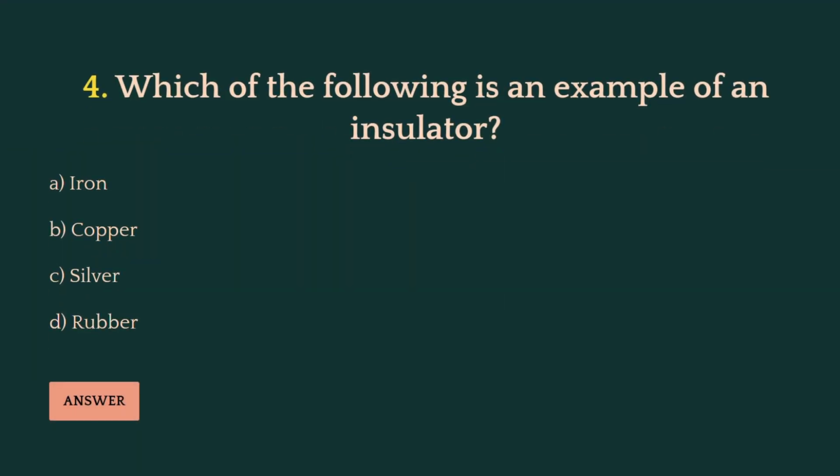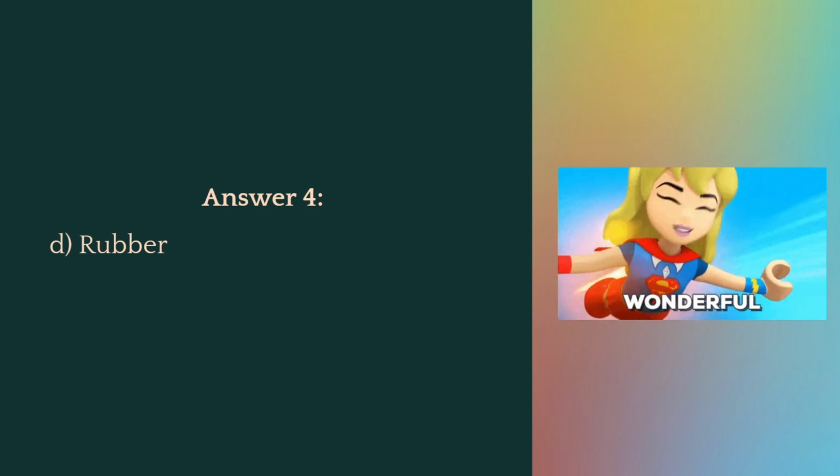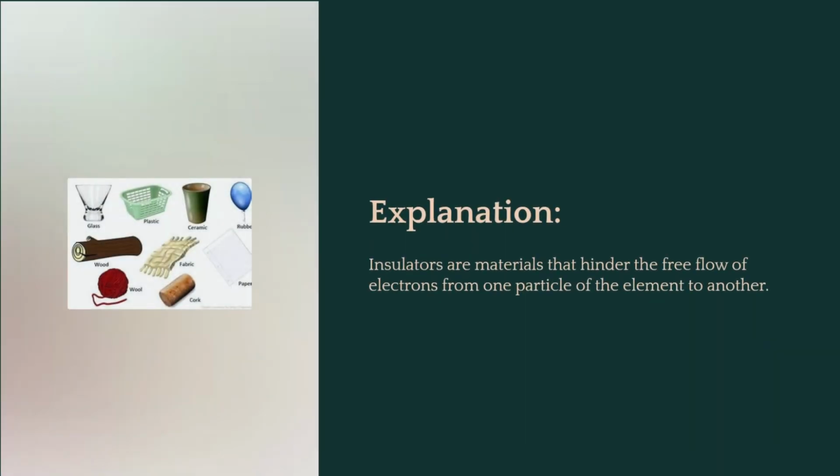Question number 4. Which of the following is an example of an insulator? The options are A. Iron, B. Copper, C. Silver or is it D. Rubber? The correct answer is rubber. Insulators are materials that hinder the free flow of electrons from one particle of the element to another.